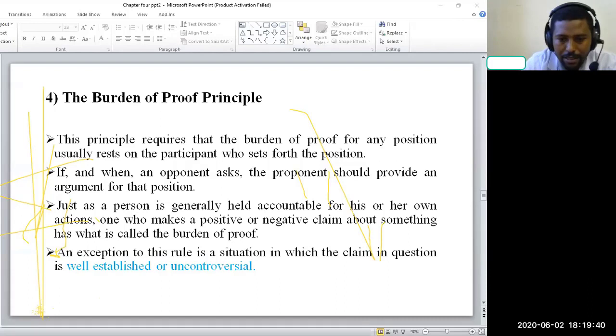Or in a case of ignorance, or if there is a lack of evidence, you still do not have the burden of proof. But to make our argument acceptable, the arguer must prove its acceptability. So when an opponent asks about that argument, the claimant, the proponent, should prove it. He has the burden of proof. I must prove that argument.